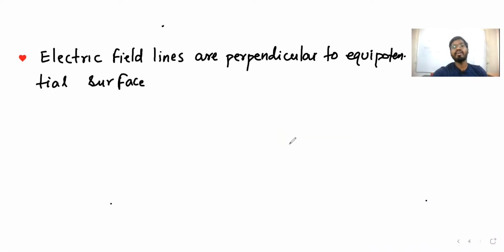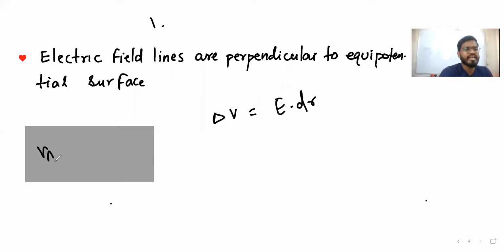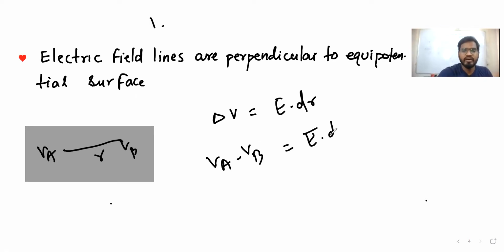Let's see the next point. Electric field lines are always perpendicular to equipotential surfaces. Let's see why. Delta V is equal to E dot dr. Delta V means change in potential. Suppose this is VA and this is VB, and the distance is dr. It means VA minus VB is equal to E dot dr.